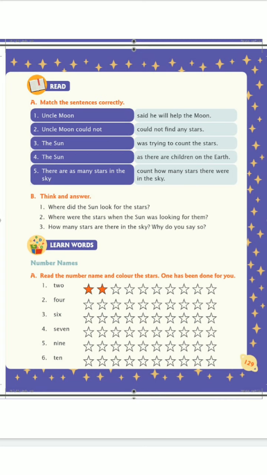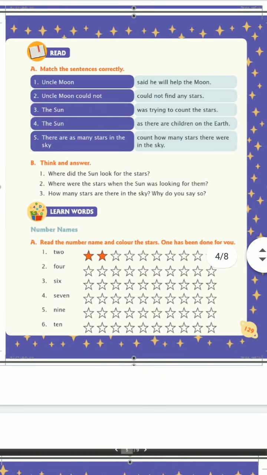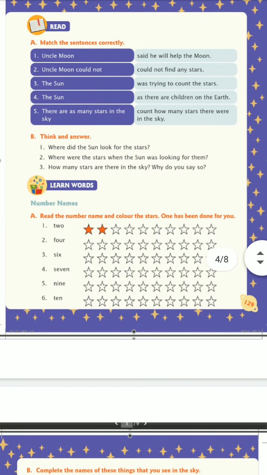The sun said he will help the moon. So the third box is related to this one. The fourth, the sun could not find any stars. The fourth box is equivalent to the second one. And there are as many stars in the sky as there are children on the earth. The fourth box and the fifth box can be matched.